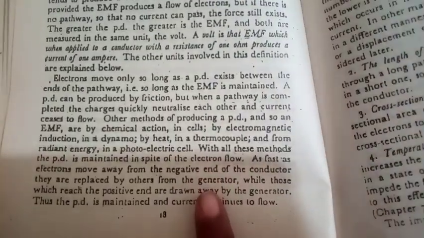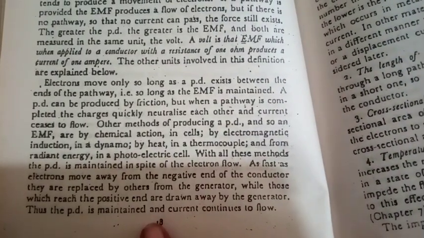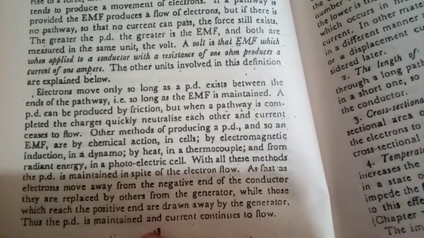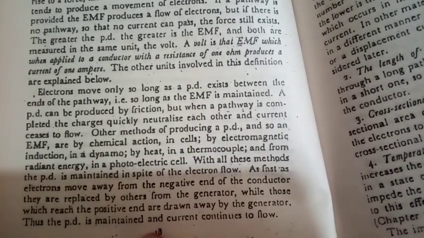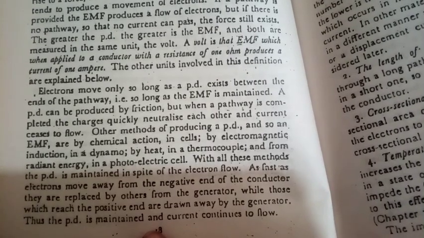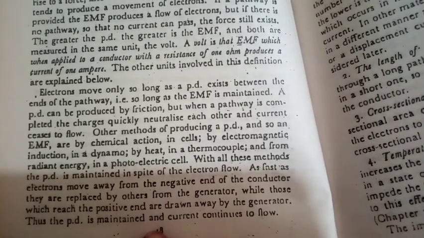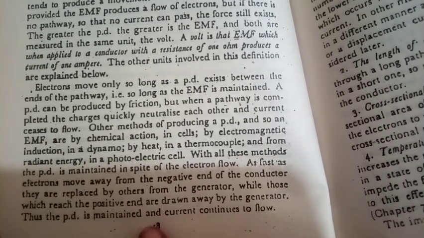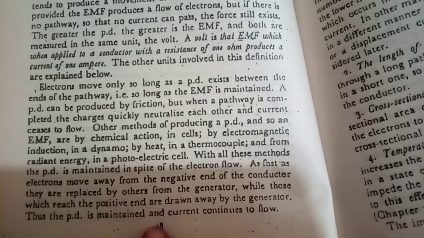Electrons move along only so long as a potential difference exists between the ends of the pathway, so long as the EMF is maintained. A potential difference can be produced by friction, but when a pathway is completed, the charges quickly neutralize each other and current ceases to flow.